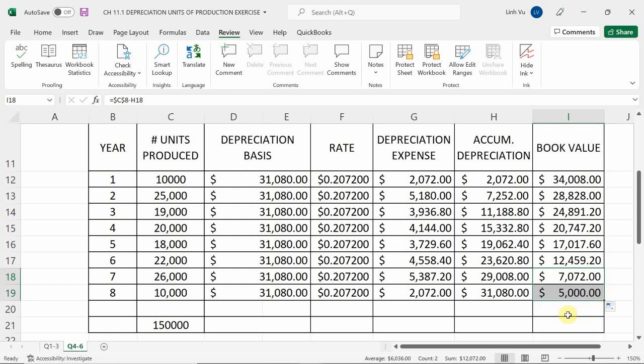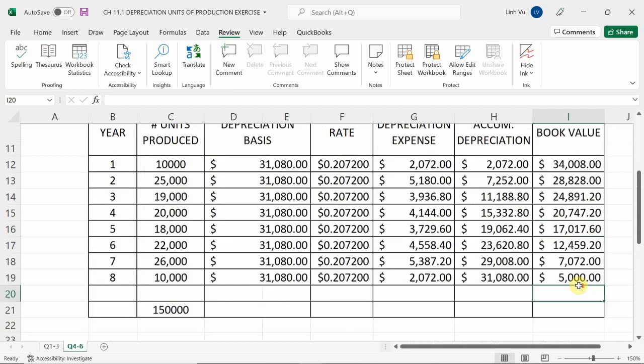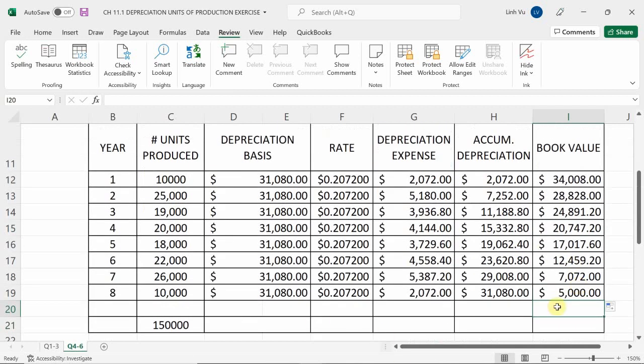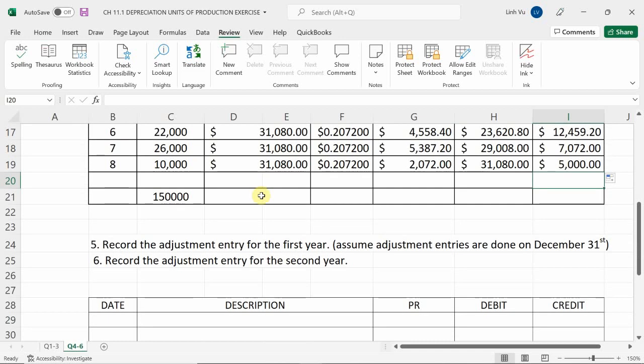5,000. Okay, good. So at the end of its life, right? Not this is how many years you depreciated, right? At the end of its life, it hasn't reached 7 years yet. Okay? You have a salvage value of 5,000. Good. Your accumulated depreciation matches your depreciation basis at the end of the 8th year, right? So in this case, everything worked out good.